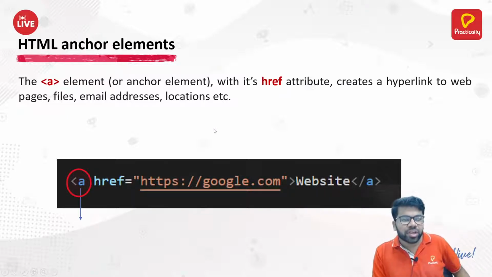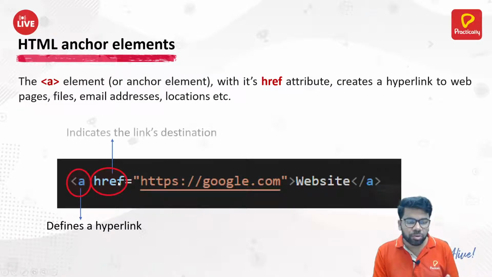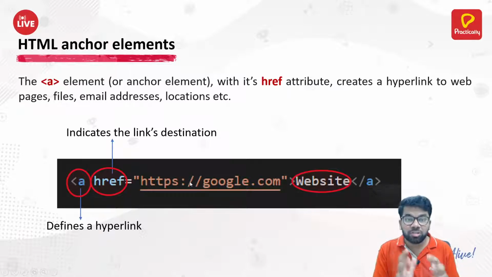What are the things that we can link? We can link web pages, we can link files, we can open email addresses, we can link locations, we can link different things using this anchor tag. So this is the anchor tag, this is the href attribute. This indicates the link destination. Whatever web page we are going to open, we can mention the source of that file here. We can link any file from our own computer system also, but we need to mention the correct path here inside these double quotes.